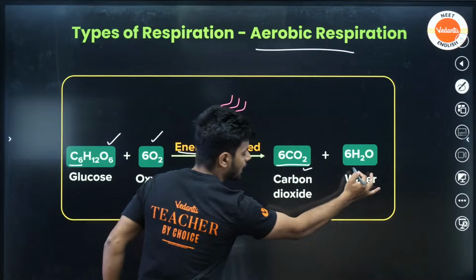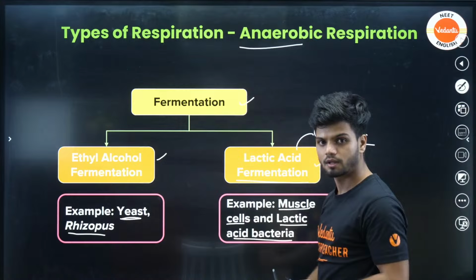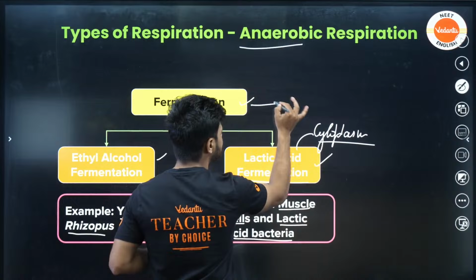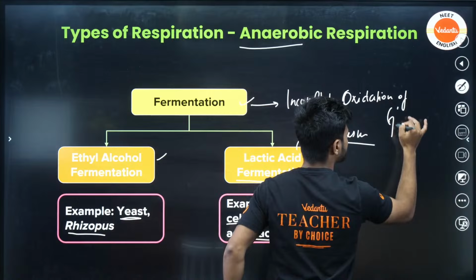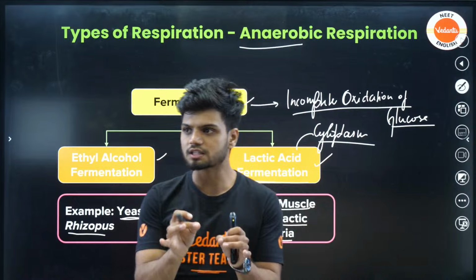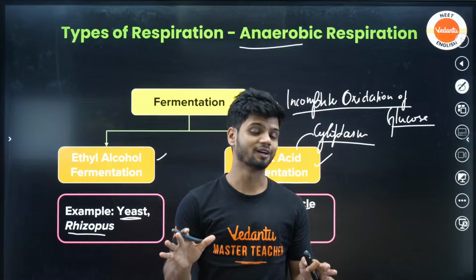Sir, what about alcoholic fermentation? Students, remember one point here very carefully. Alcoholic fermentation always results in incomplete oxidation of glucose. Is the point clear, students? I'm telling you just the basics now. We will go towards the higher concepts now.